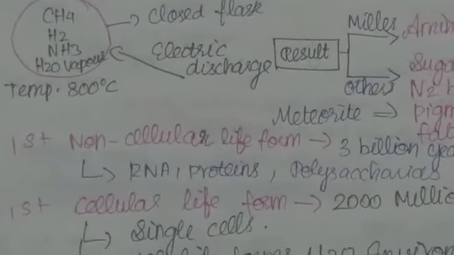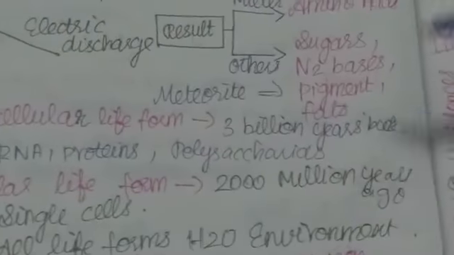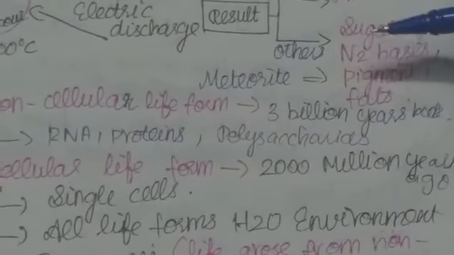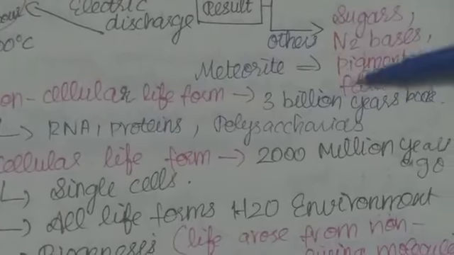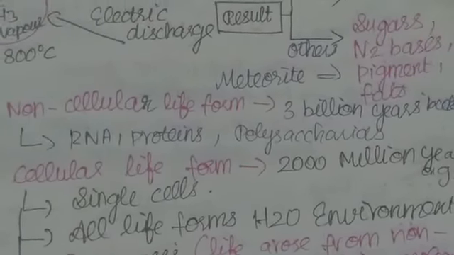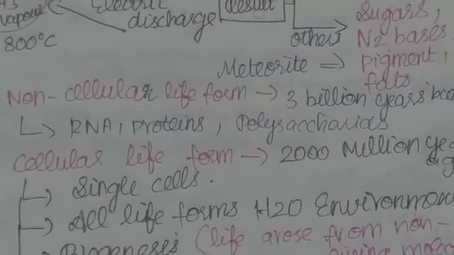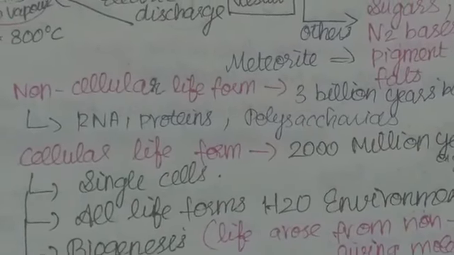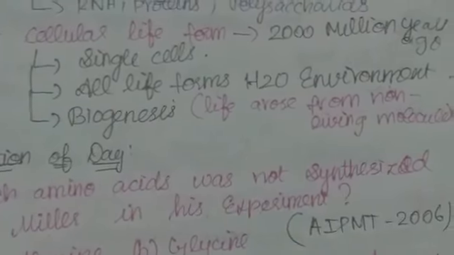Okay guys, the first non-cellular life form originated about 3 billion years back. Remember this, 3 billion years back. In these sugars, nitrogen bases, pigments and fats, they analyzed that they are also found in meteoroid contents. Meteoroids contain similar observations. What do non-cellular life forms include? They include RNA, protein, that is ribonucleic acid, and polysaccharides.